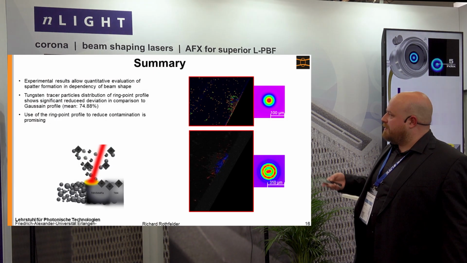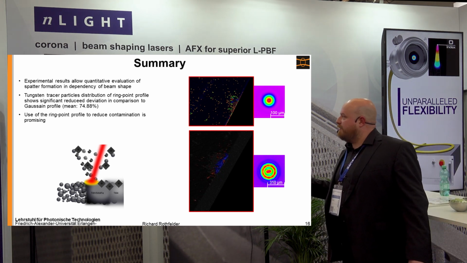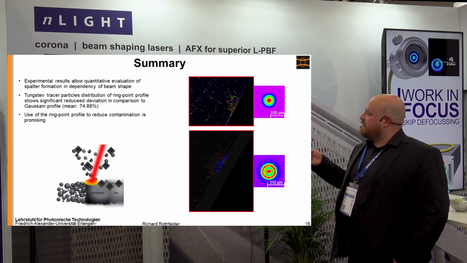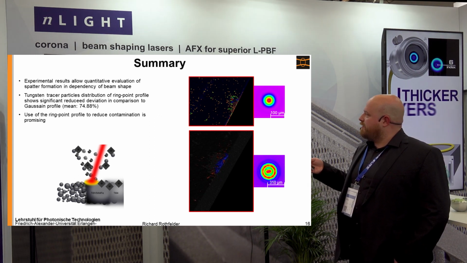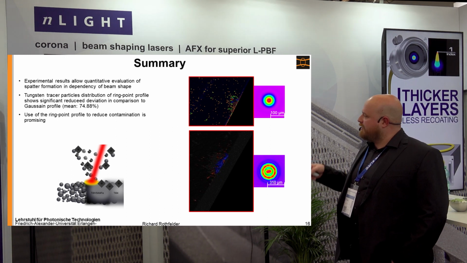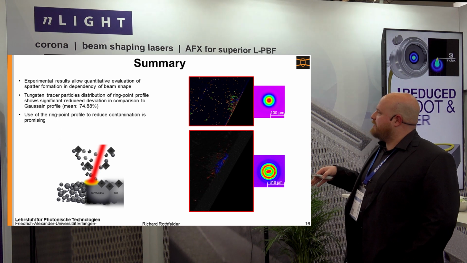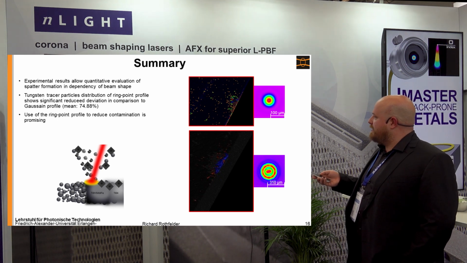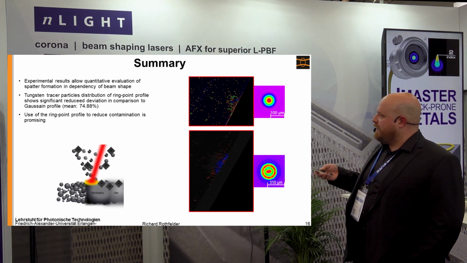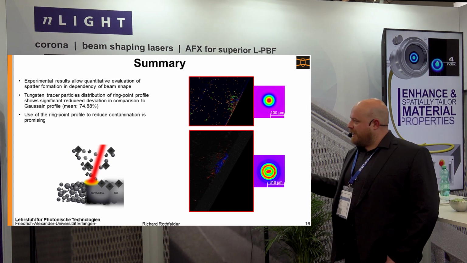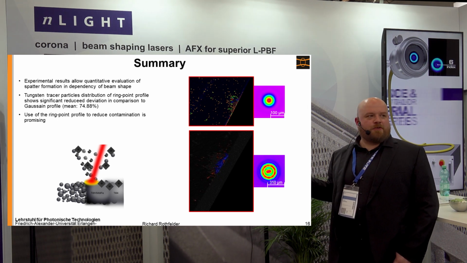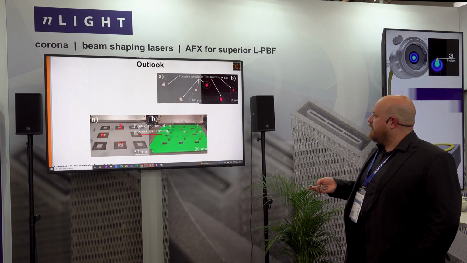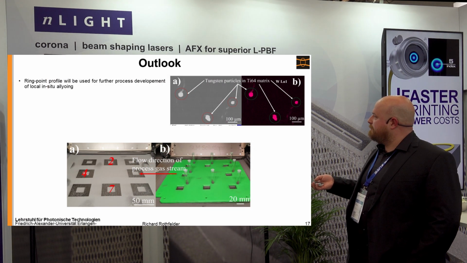And therefore follows our summary. Our experimental results allow the quantitative evaluation of the spatter formation in dependency of the beam shape by using tungsten as tracer particles. The tracer particle distribution of the ring-shaped profile shows a significant reduction in the deviation in comparison to the Gaussian beam profile by 75% in the mean. And the use of the ring-shaped profile is a very promising way to reduce feedstock contamination. In our special case, we want a local in-situ alloying, but less spatter won't be a problem for any powder bed process itself. And then a short outlook on what we will do with these results in the future.